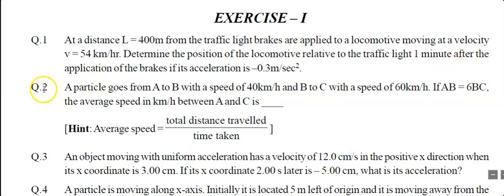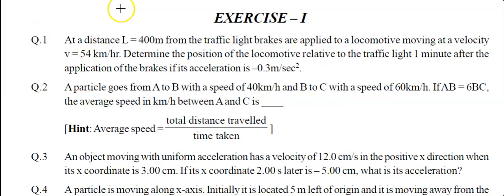Now consider question number 2. This question number 2 will be solved like this. It says a particle goes from A to B with a particular velocity or speed, from B to C with another speed, and the relation between the two distances is known to us. We need to find the average speed, so a hint has been given to you. Average speed is the total distance upon total time, so find the total distance and total time. Then you will get your answer for question number 2.